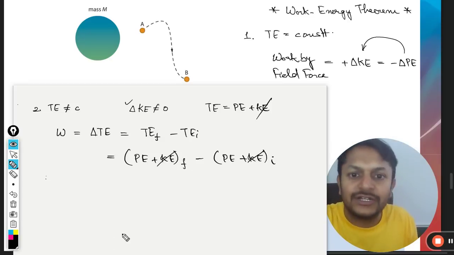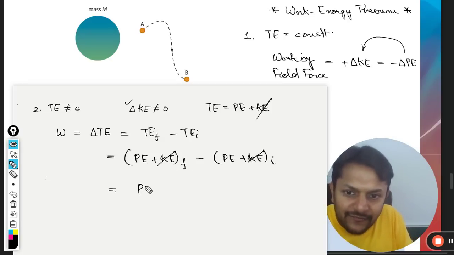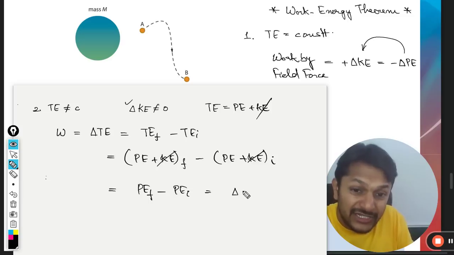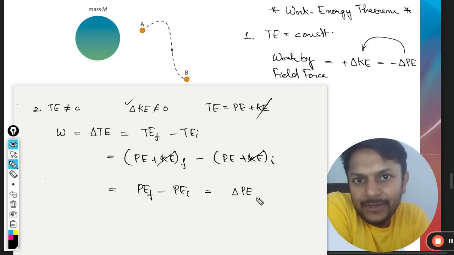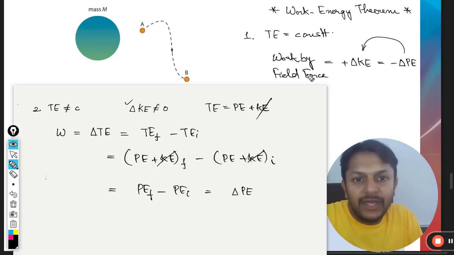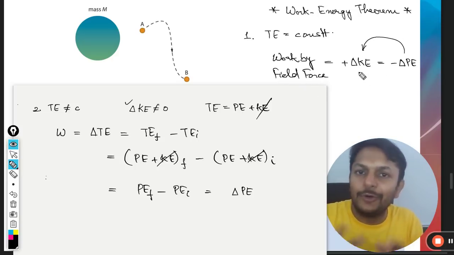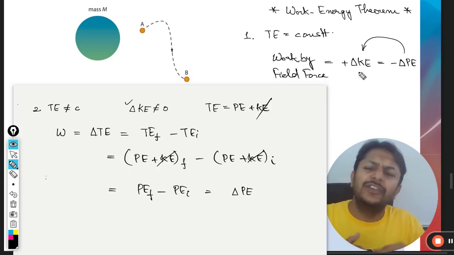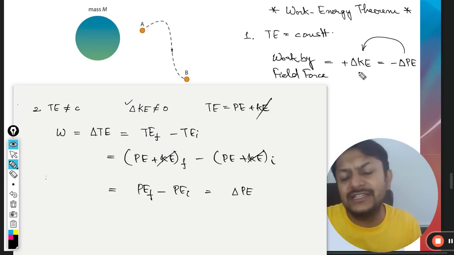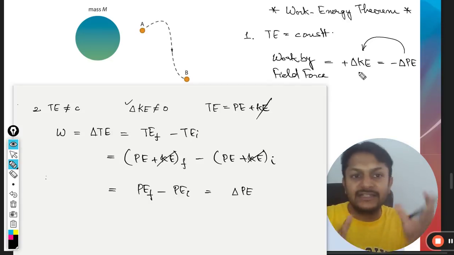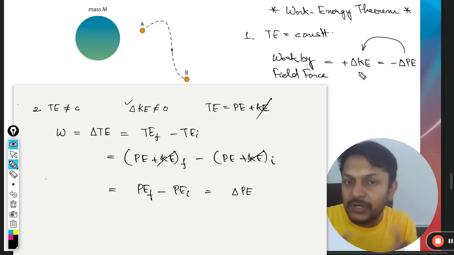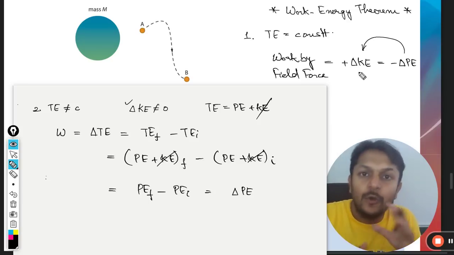Kinetic we are not considering, so at the end of the day we have final potential energy minus initial potential energy, which is actually equal to the change in potential energy, which you can compare with this, but there is nothing about kinetic energy. That is why usually people get confused in these work energy questions and the work energy theorem. In some cases this thing is valid, and in some other cases this thing is not valid. Why is that?